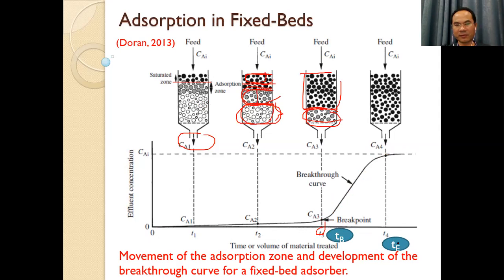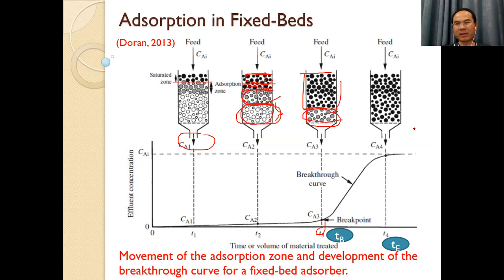Until time T4, CA4 is approximately the same as CAI. What does it mean after this time? When you feed CAI, CA out and CAI are the same because the adsorbent is saturated with solute already. There is no site for the adsorbent. Okay, this is the phenomenon of adsorption with the packed column, or fixed bed.